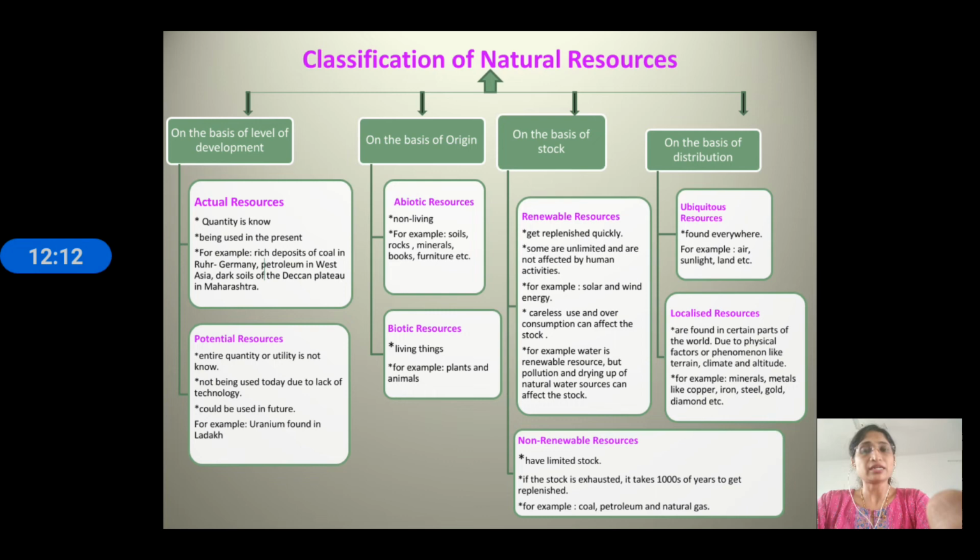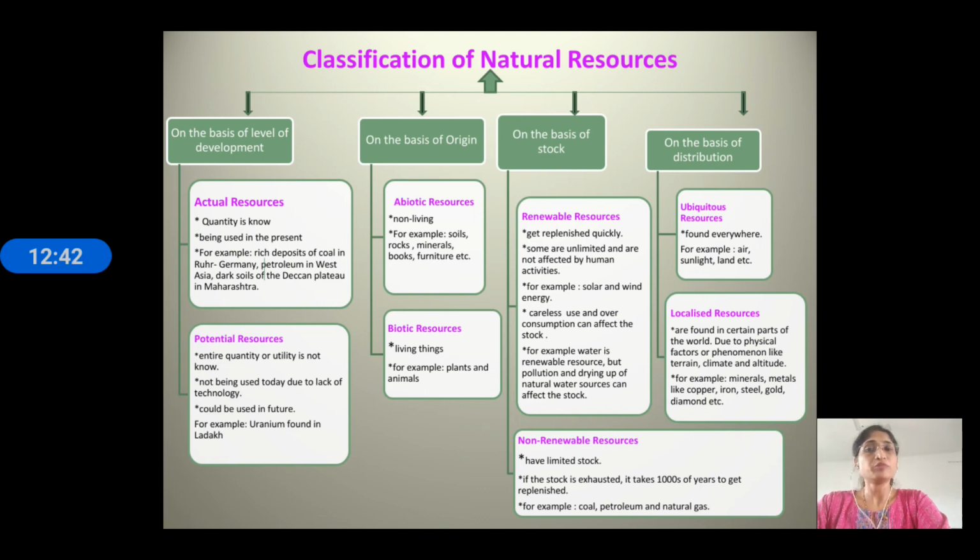The second classification is on the basis of origin. It is classified into two. We have already studied this in 7th standard. That is abiotic resources and biotic resources. Abiotic means non-living. For example, soils, rocks, minerals, books, furniture, etc. Biotic means living things, for example, plants and animals.